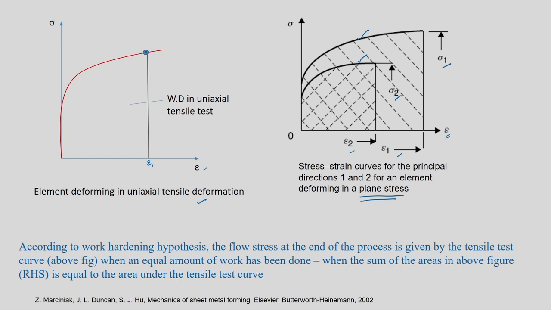So, if this is the case, according to the work hardening hypothesis, the flow stress at the end of this plane stress process, which we do not know yet, is given by the tensile test curve when an equal amount of plastic work has been done. That means when the sum of the areas in this figure is equal to the area under the tensile test curve, the work done is the same in both cases, and you can get the flow stress at the end of this plane stress process by comparing with uniaxial. This is what is called the work hardening hypothesis.